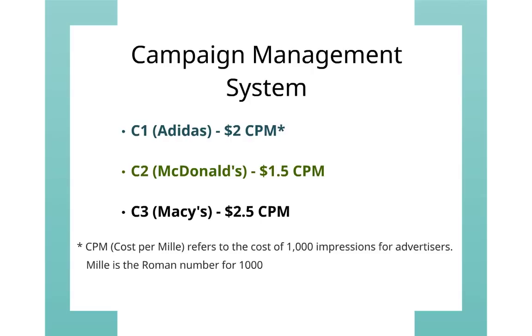I'm going to introduce a very important concept here. How does the advertiser want to pay? The most basic model is CPM, which stands for cost per mille. This means that the advertiser pays only if 1,000 such impressions of the ad are shown to the end users. So Nike is willing to pay $2 for every 1,000 times the ad is seen by the user. McDonald's is willing to pay $1.5 and Macy's $2.5.